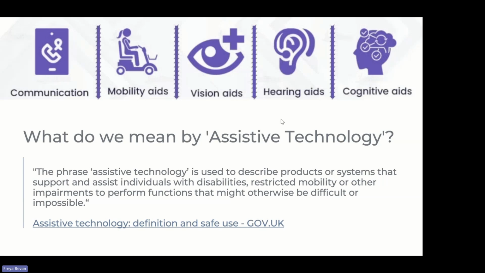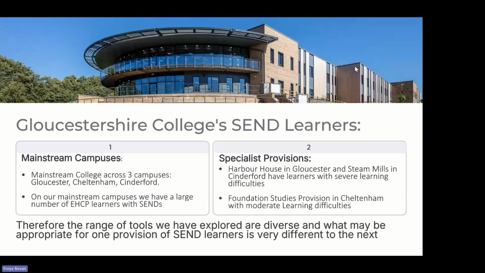So, here we go. Just talking a little bit about Gloucestershire College and the learners that we have. Gloucestershire College is a massive college across 3 mainstream campuses. We have Gloucester campus, Cheltenham campus, and Cinderford campus. And within each of those mainstream campuses, we have various EHCP learners with SEND needs. And this is continuing to grow every single year.